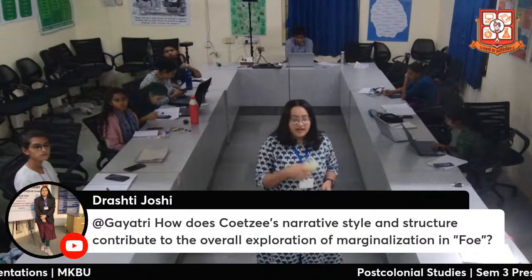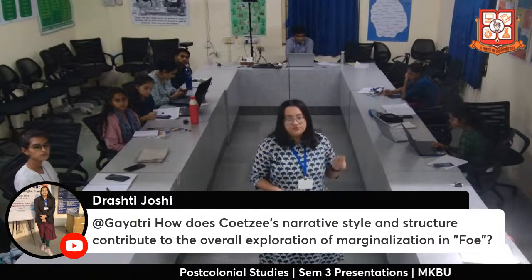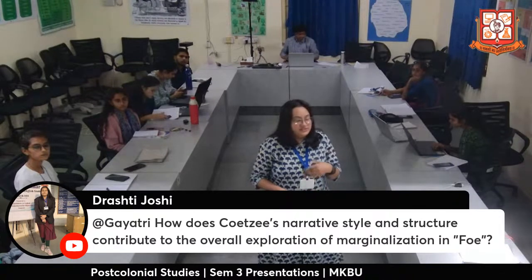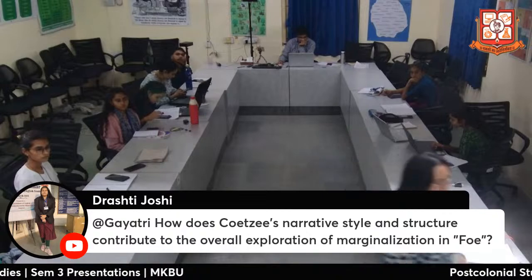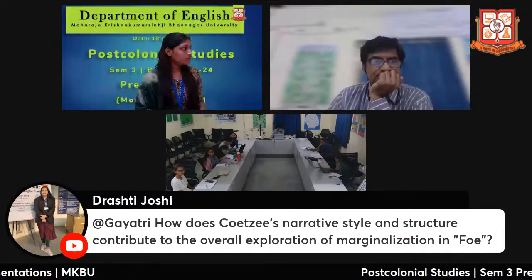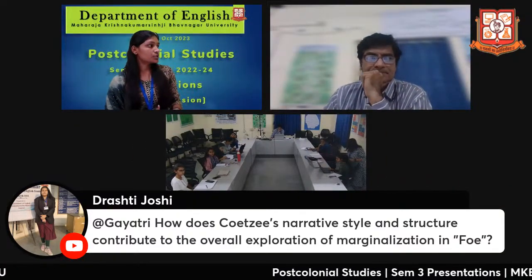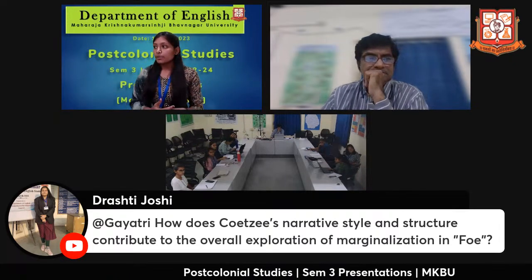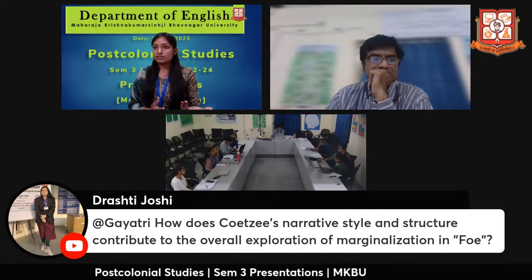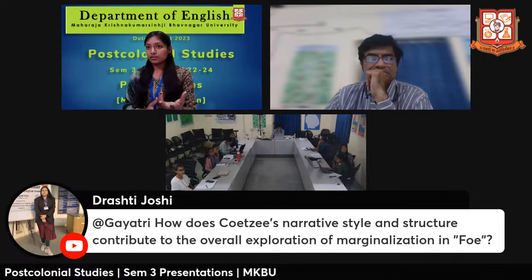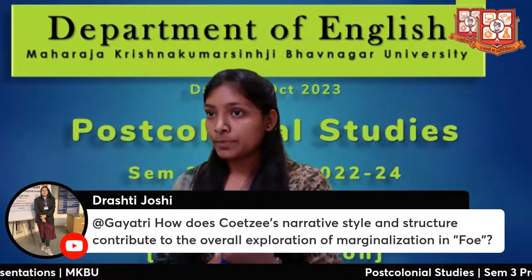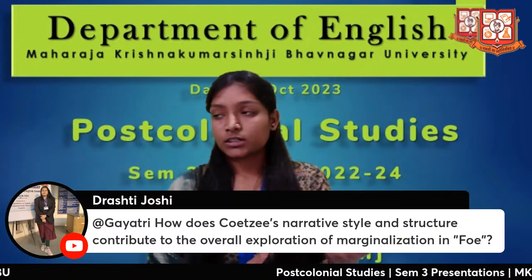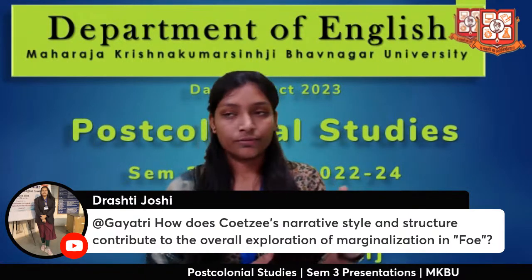My question is, how does Coetzee's narrative style and structure contribute to the overall exploration of marginalization in Foe? Coetzee's narrative style and structure contribute to the overall expression of marginalization by the mirroring of a marginalized voice. He tried to mirror the marginalized voice through the characters of Susan and Friday, as Susan wants to give a voice to Friday.